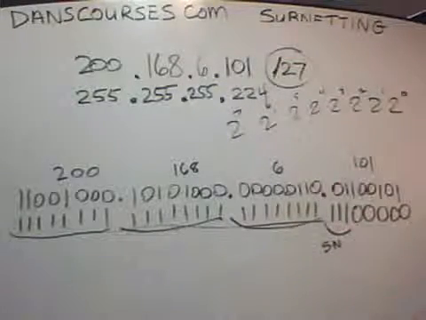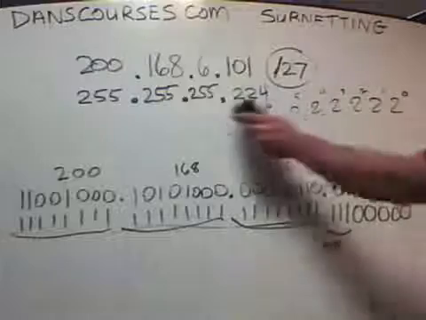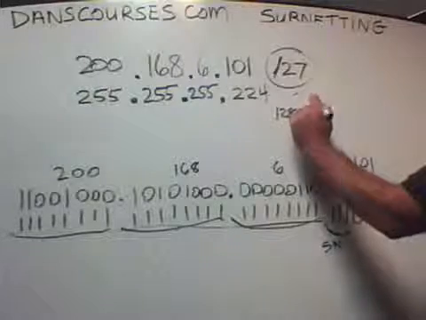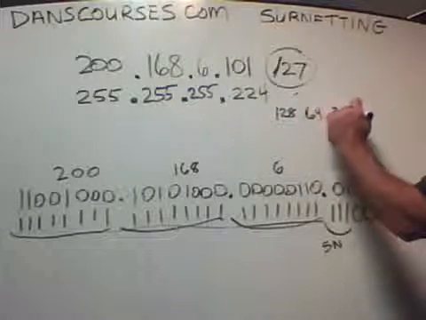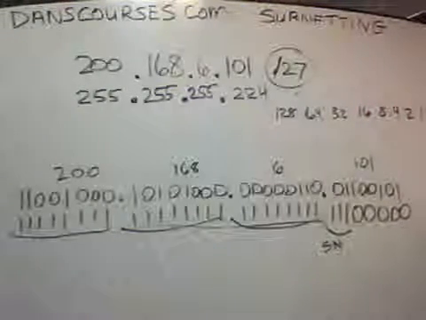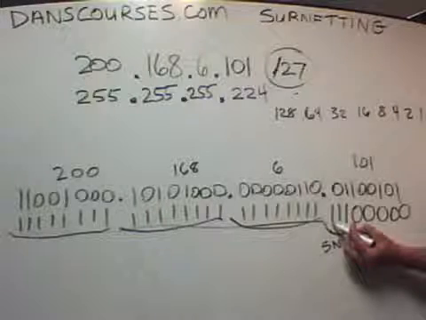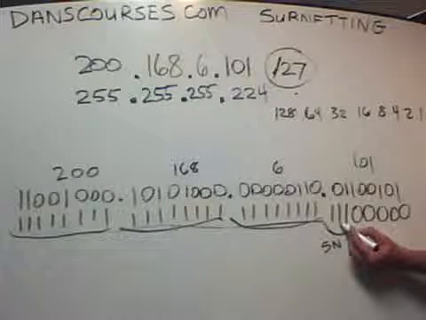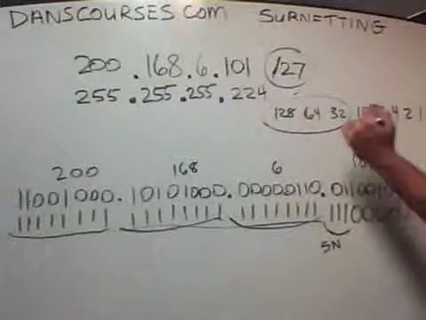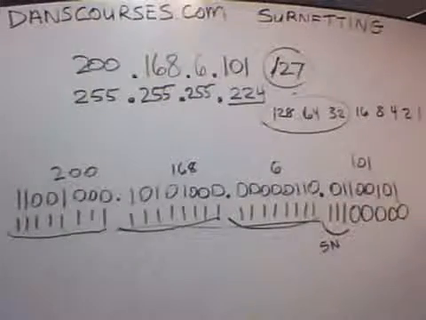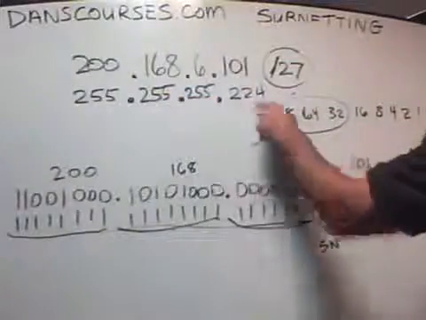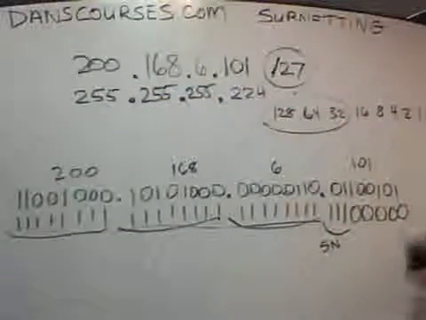In an 8-bit number system, each one of these bits has a place value, and the place values are 128, 64, 32, 16, 8, 4, 2, 1. So this is the 128 bit, this is the 64 bit, this is the 32 bit. If you add these up together, you'll get the 224 number. These will add up to 224, and that's why we have 255.255.255.224.